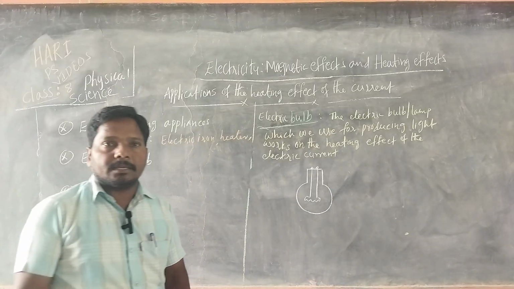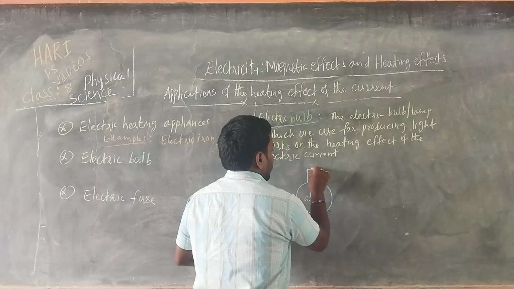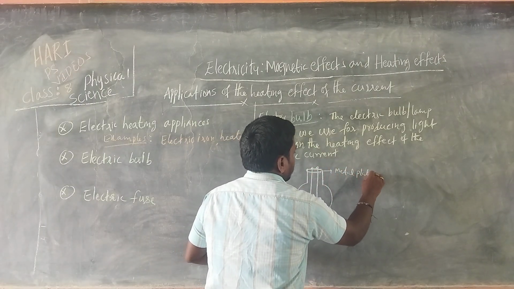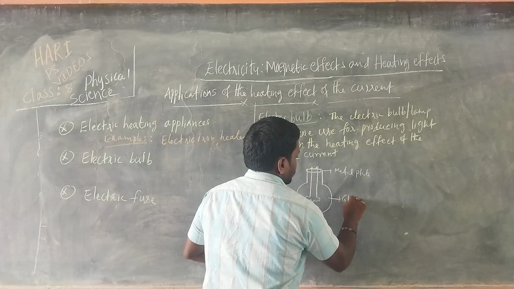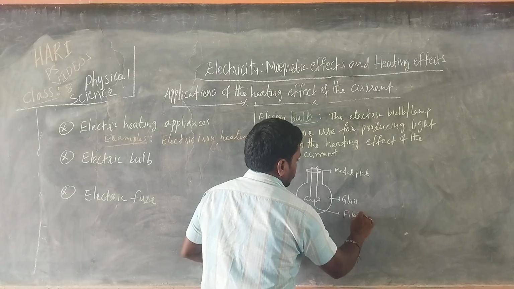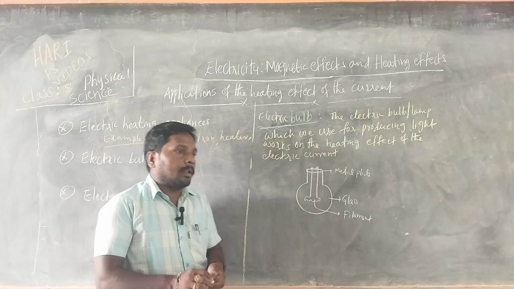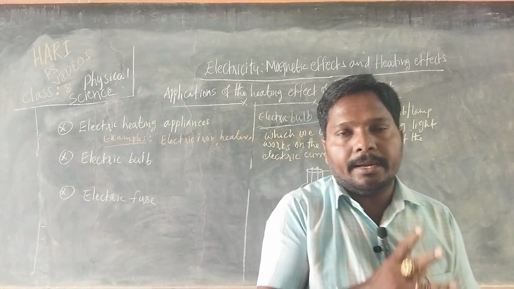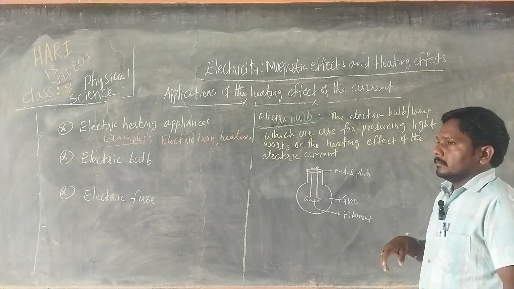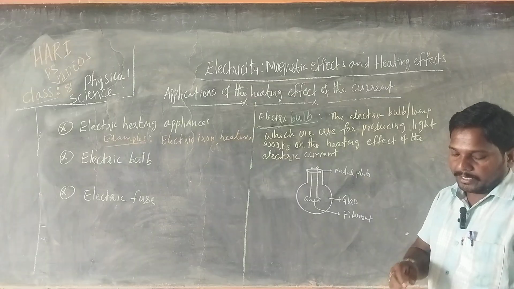This is the electric bulb. It has a small metal plate, a glass tube, and inside there is a filament. So the electric bulb will give light when electric current is passed through the bulb, because of the heating effect of the electric current.